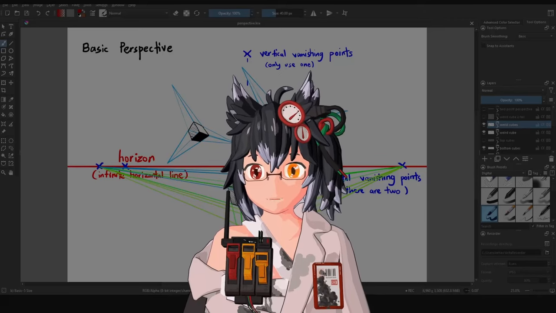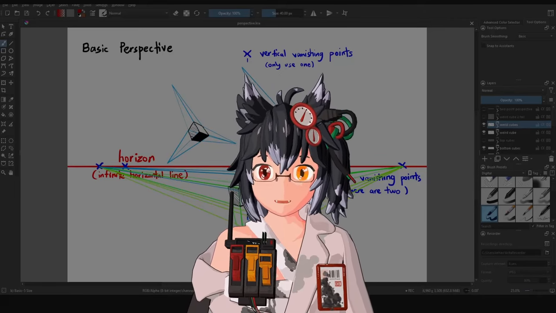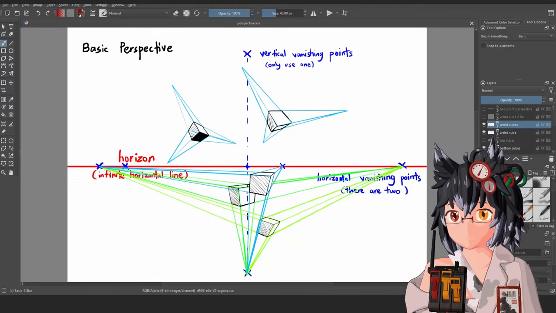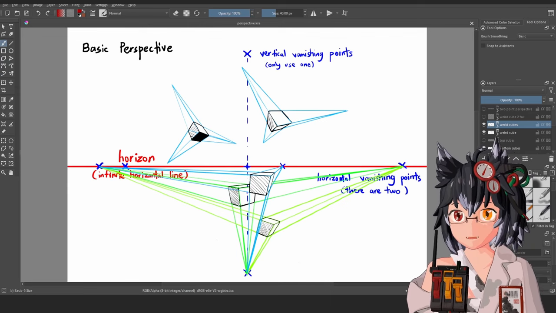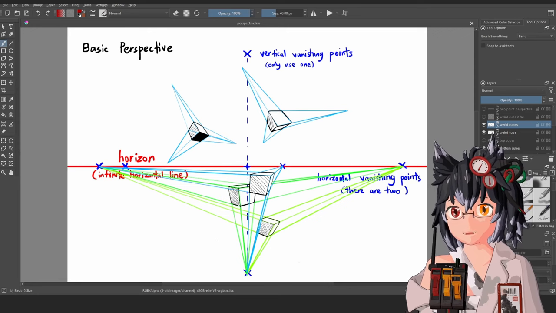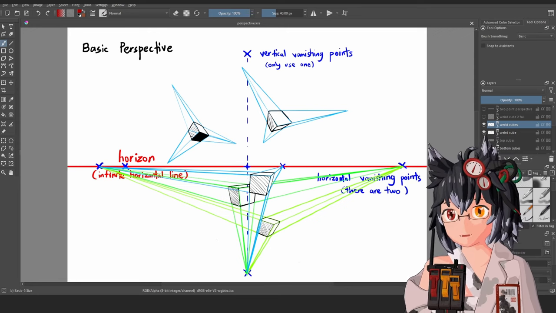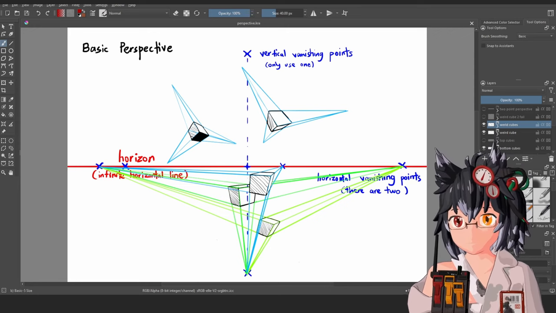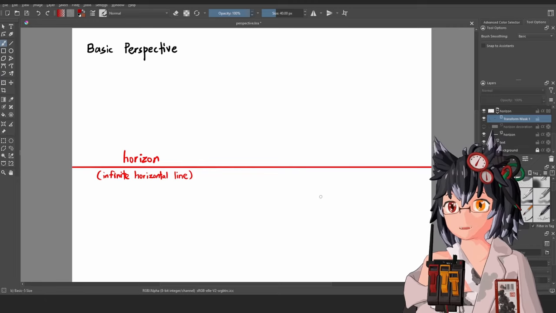Hello, this will be a quick video about three-point perspective. This video will just be covering standard three-point perspective, which should be useful in most situations in 2D art. So we will not be covering advanced perspectives like fisheye perspectives. So let's start. First, we define the horizon.